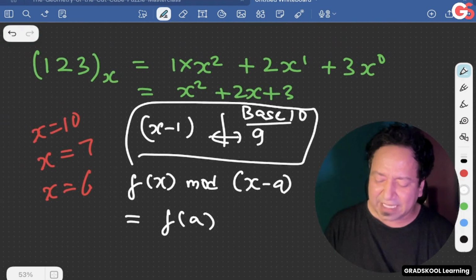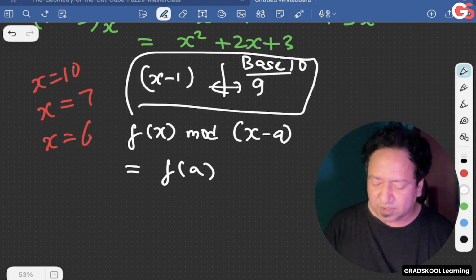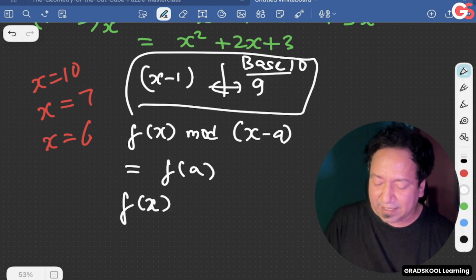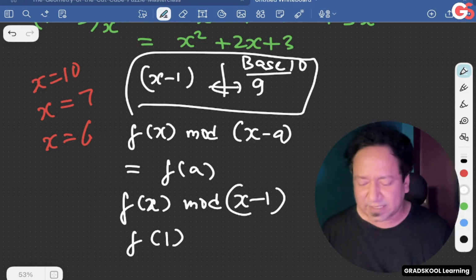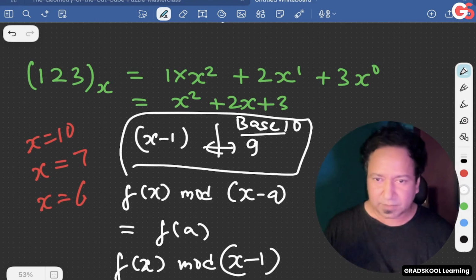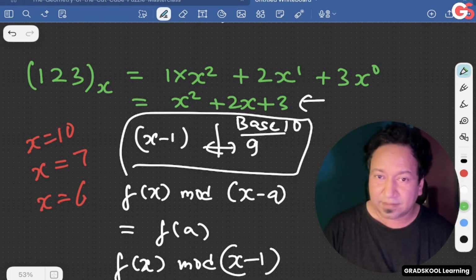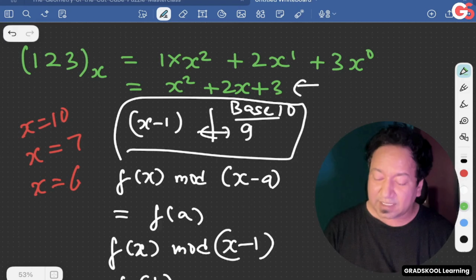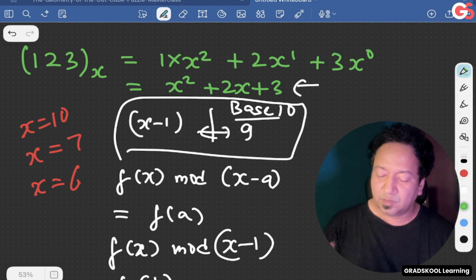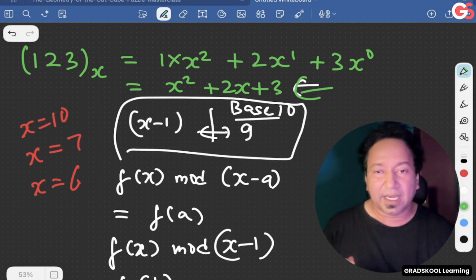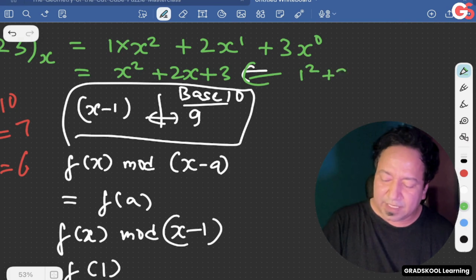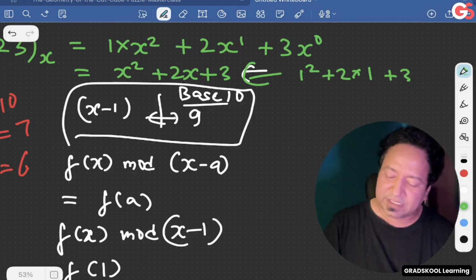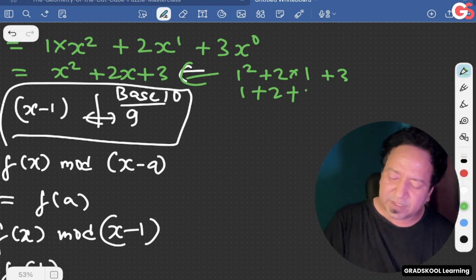So wherever we have x, we put a, which also means if I want to divide f(x) by x minus 1, I'll just put 1 in all the places where x was there. Cool. That's really cool. So if someone asks me what will be the remainder when this is divided by x minus 1, I'll just replace x with 1. I'll get 1 square plus 2 into 1 plus 3, which gives me how much? 1 plus 2 plus 3, that is 6.